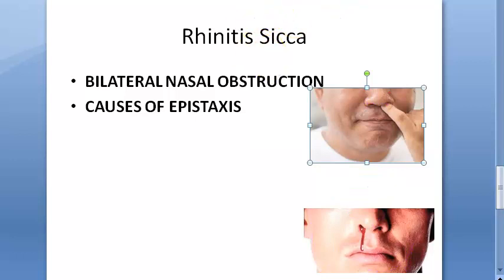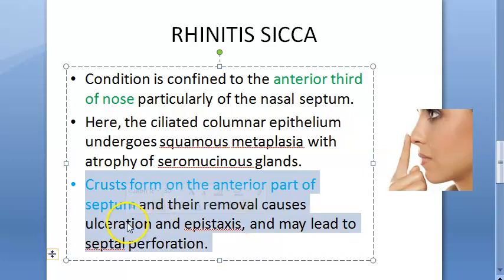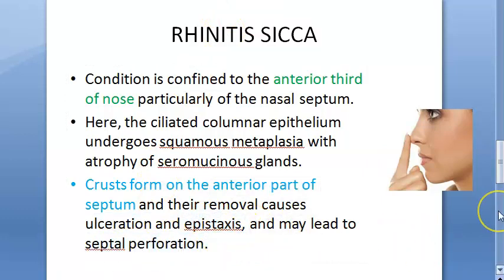So where is the nasal septum? It can get perforated. Where? In Rhinitis Sicca. Why? Because of all this trauma. So let's go back here and understand. Crust is formed on the anterior part of the septum, and when it is removed, the removal causes ulceration. Okay, this word we forgot. It also causes ulceration. Ulceration, epistaxis, that is nosebleed, and it can also lead to septal perforation.